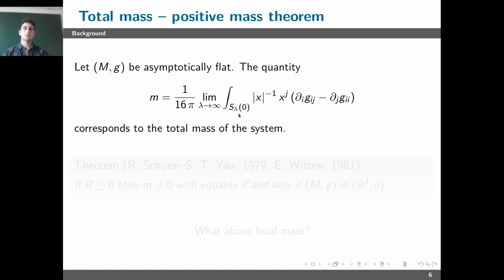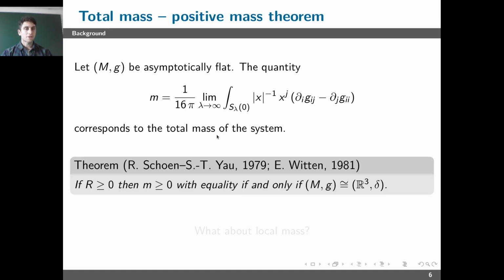Okay, so there's some physical motivation why you would consider this quantity, because this quantity somehow measures the flux of the metric at infinity, which you can view as the gravitational flux at infinity. However, just looking at this quantity, there's no reason to believe that this is well behaved in any sense.